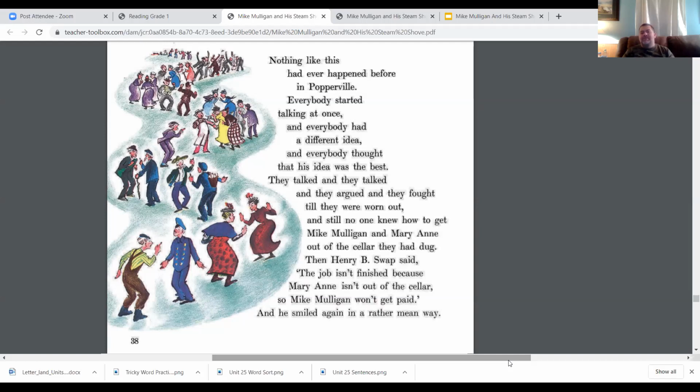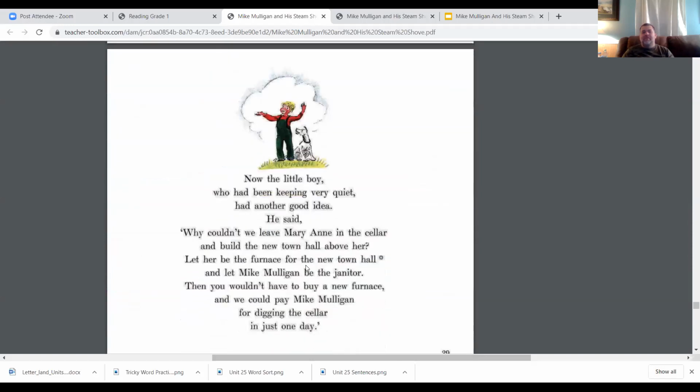Then Henry B. Swap said, "The job isn't finished because Mary Ann isn't out of the cellar. So Mike Mulligan won't get paid." And he smiled in a rather mean way. Now the little boy who had been keeping very quiet had another good idea. He said, "Why couldn't we leave Mary Ann in the cellar and build the new town hall above her and let Mike Mulligan be the janitor? Then you wouldn't have to buy a new furnace, and we could pay Mike Mulligan for digging the cellar in just one day."